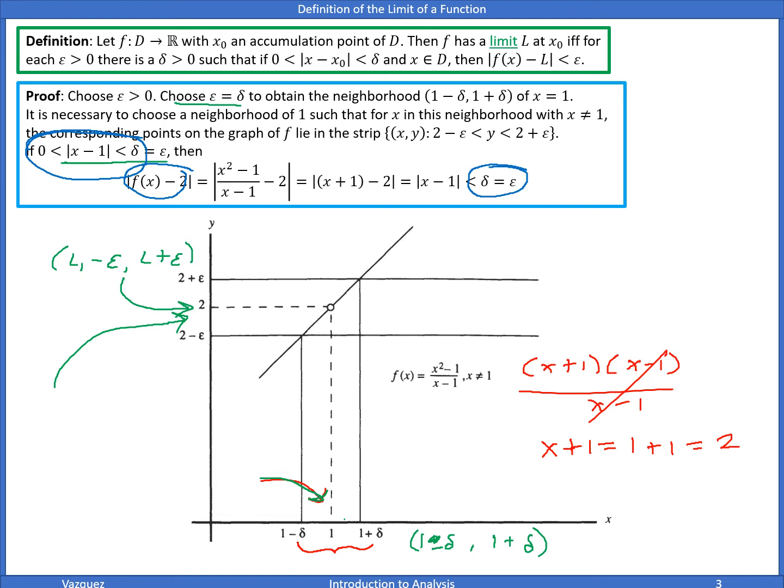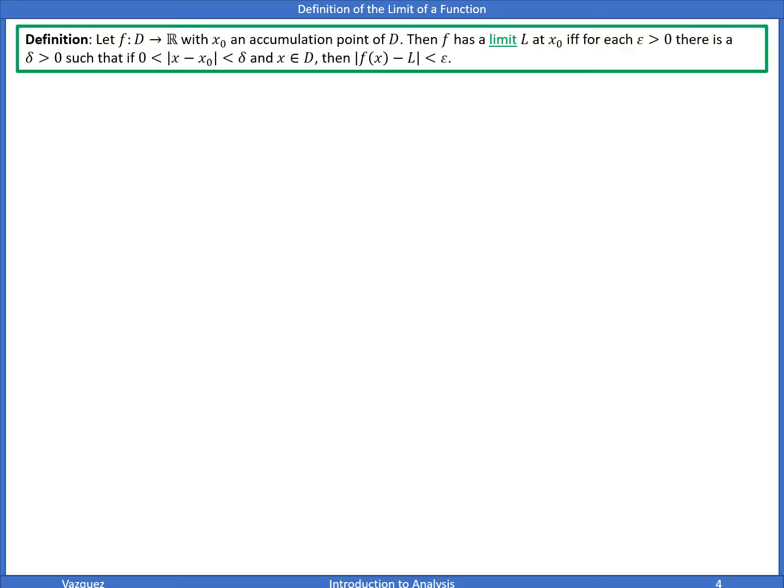Now I don't expect it to sink in the first time we're learning this. So we're going to go over more and more examples. We're not going to do much of anything else. So for the next example, first I'm going to bring up the limit definition just to have a reminder.